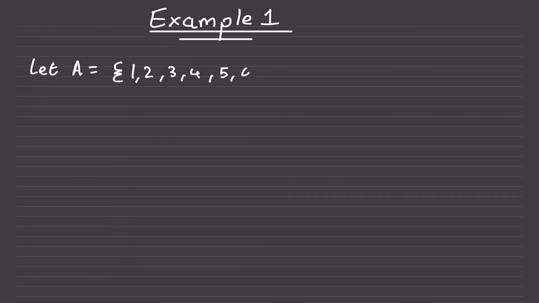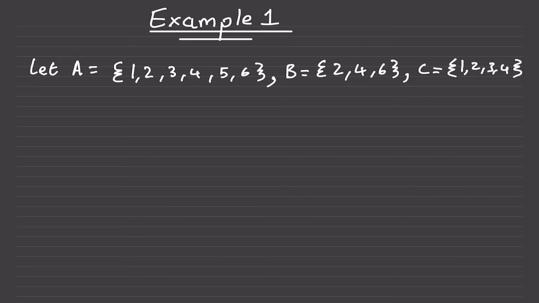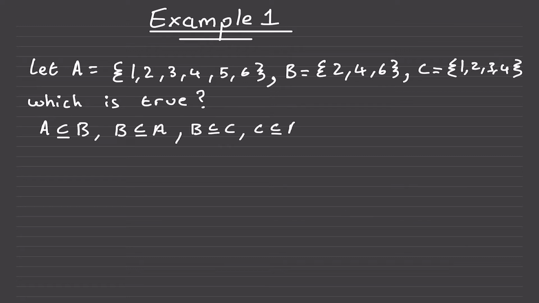Let's try some examples. Let A be the set which contains elements 1 to 6, B the set that contains 2, 4, 6, and C the set that contains 1, 2, 3, 4. Which of the statements below are true?